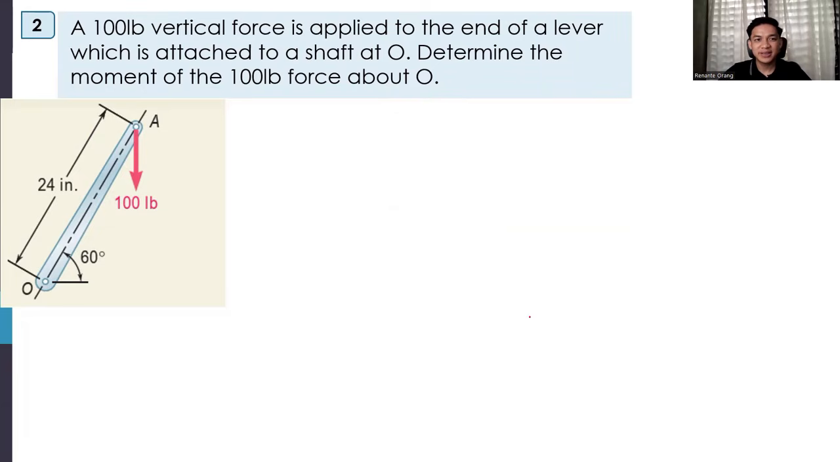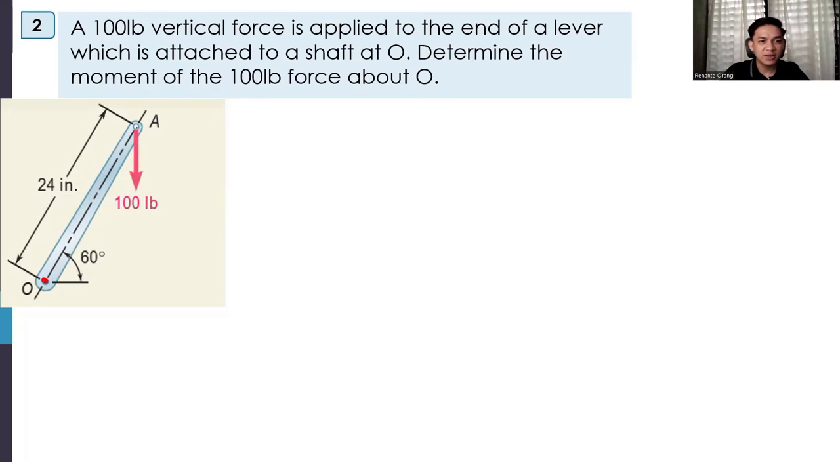Let us proceed with our second example. A 100-pound vertical force is applied to the end of a lever which is attached to a shaft at point O. Determine the moment of the 100-pound force about point O. So, stick tayo sa ating concept, class, which is force times perpendicular distance. So, etong force na to, wala pa tayong perpendicular distance papunta sa ating point O. Because this 24 inches is not perpendicular to our force.